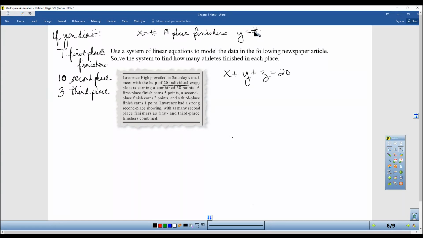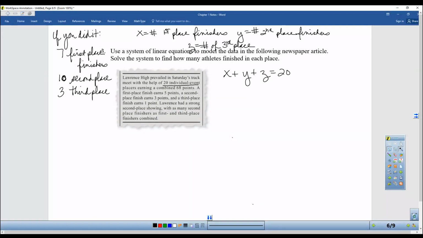Y is the number of second place finishers. And Z is the number of third place.